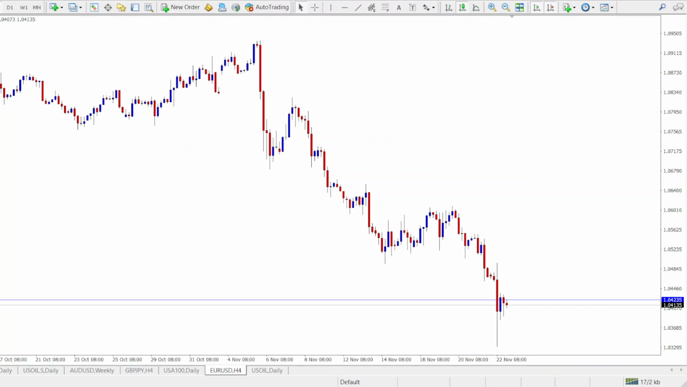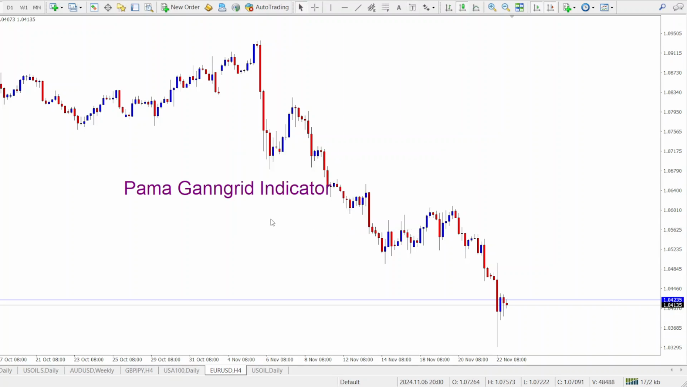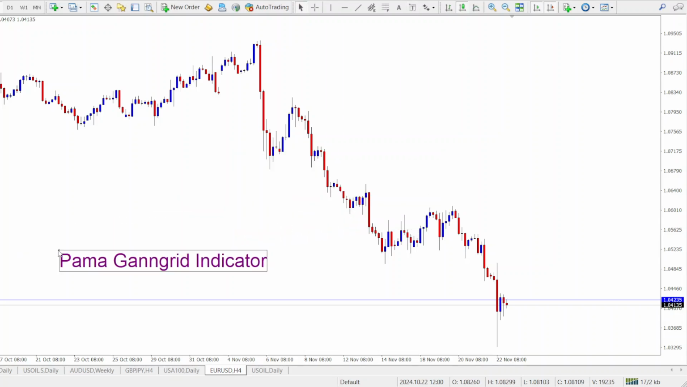In this particular video, we are going to be discussing the Pama Gann grid indicator. For the purpose of clarity, I'm just going to be writing the name of the indicator here. Right, so this is the name of the indicator, the Pama Gann grid indicator.